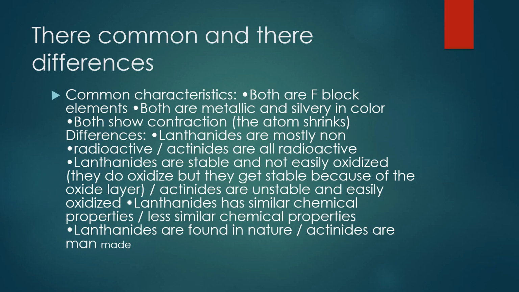Differences. Lanthanides are mostly non-radioactive while actinides are all radioactive. Lanthanides are stable and not easily oxidized. They do oxidize, but they get stable because of the oxide layer. Actinides are unstable and easily oxidized. Lanthanides have similar chemical properties, but actinides have less similar properties. Lanthanides are found in nature, actinides are man-made.